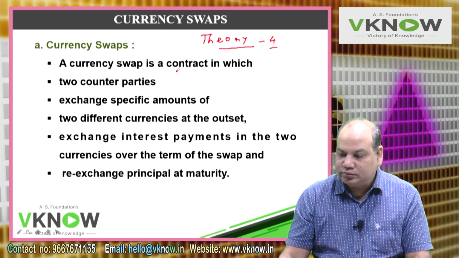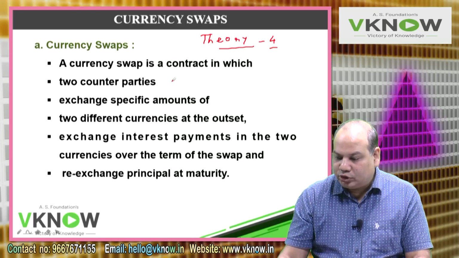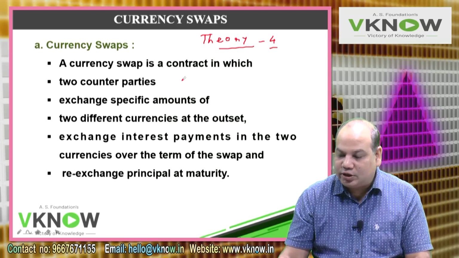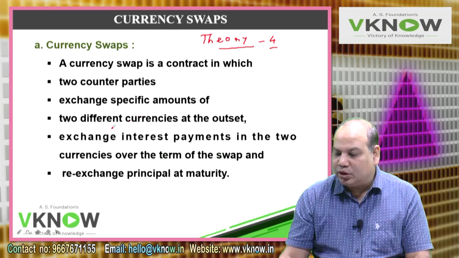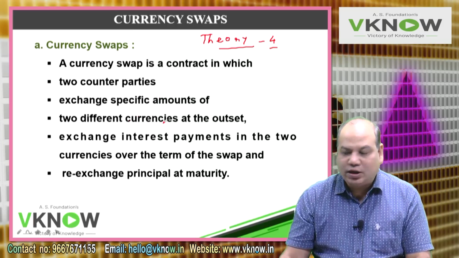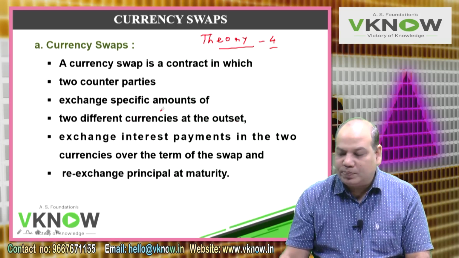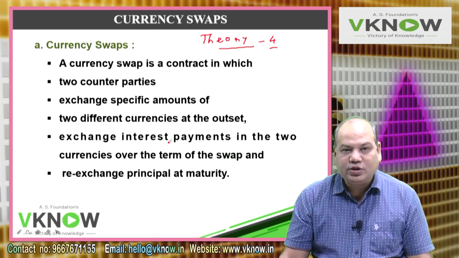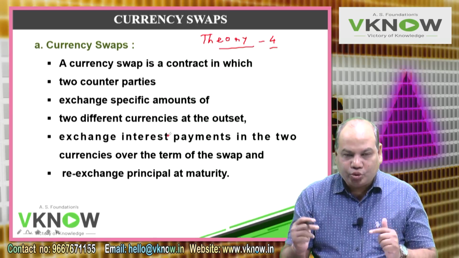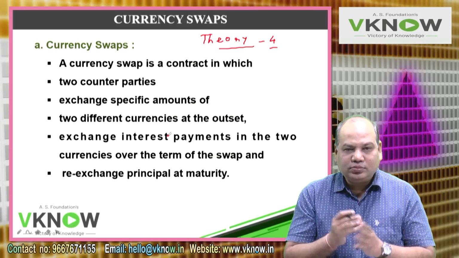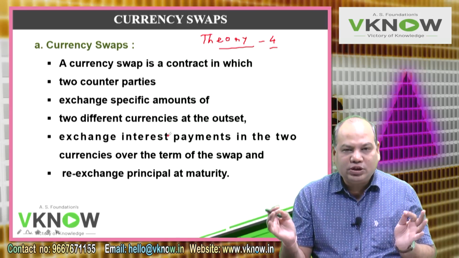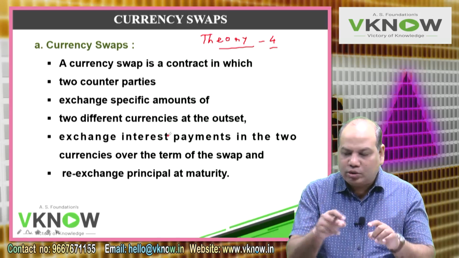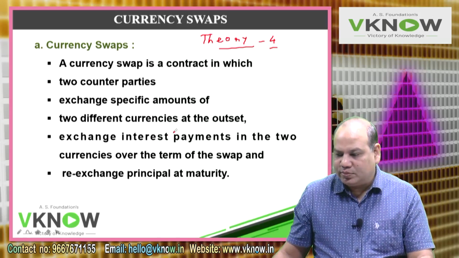It's a contract in which two parties, usually maybe two different companies in two different countries, exchange a specific amount of two different currencies at the outset. So they will exchange the principal at the beginning, exchange interest payments in the two currencies over the term of the swap, and re-exchange the principal on maturity. So today they will exchange principal, then during the term of the loan they will exchange interest, and on maturity they will re-exchange the principal.